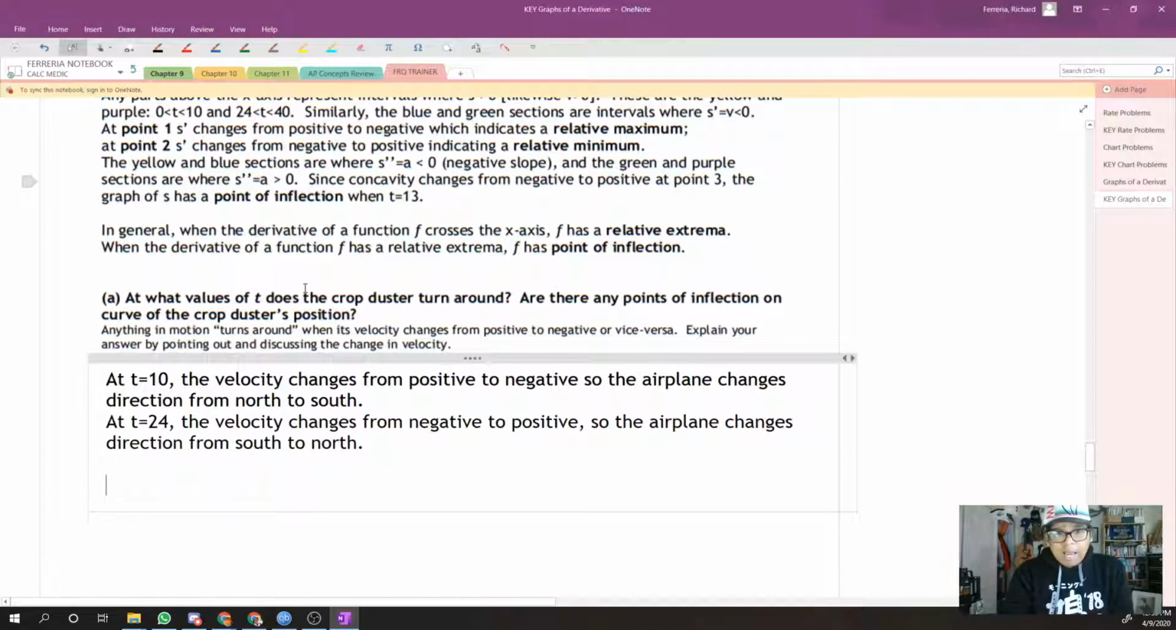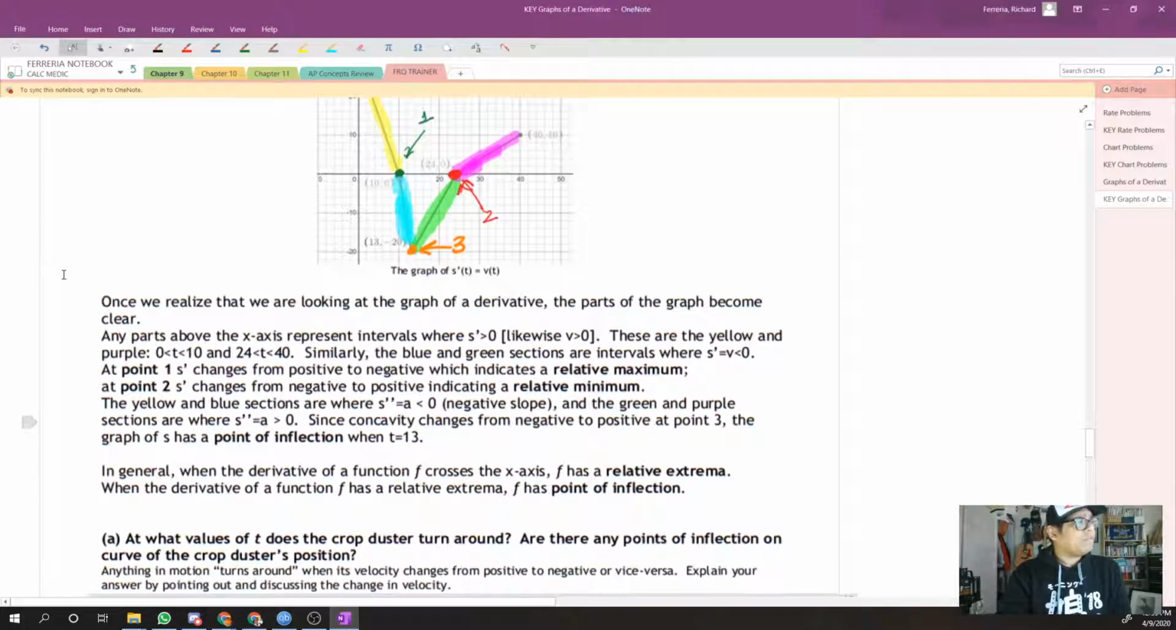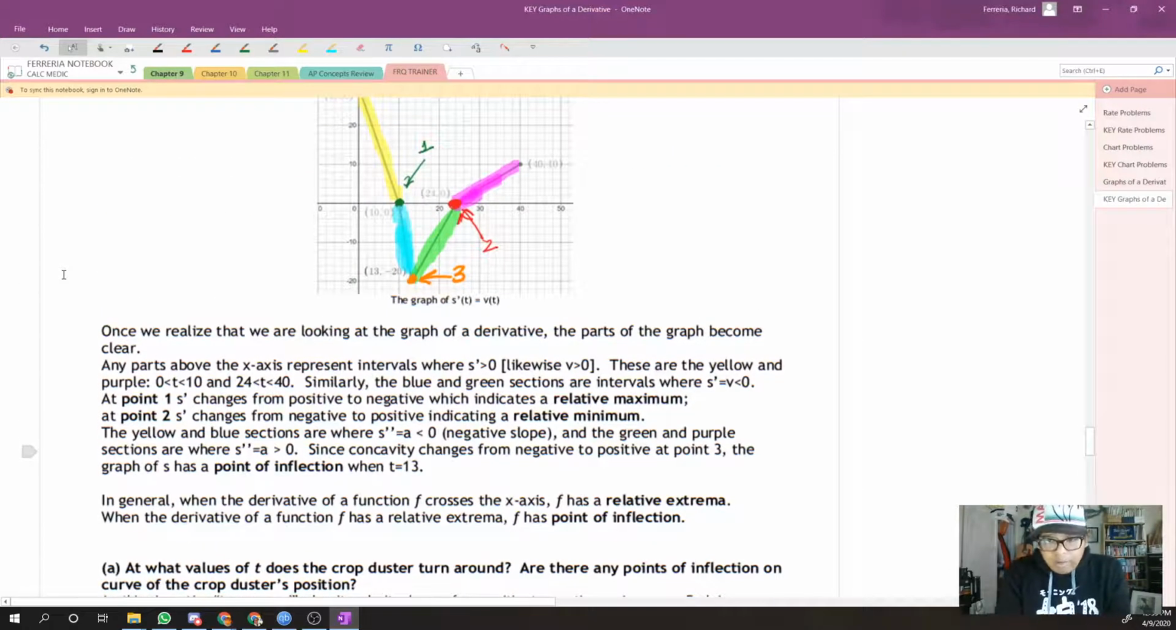Let's take a look at what happens for the points of inflection. A point of inflection is a place where the graph of the second derivative changes from positive to negative. What we're looking at is a graph of the first derivative. So what we're going to need to know is, when does the derivative of this graph change, either from positive to negative or from negative to positive?